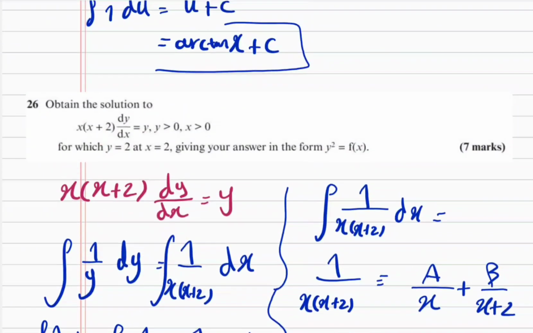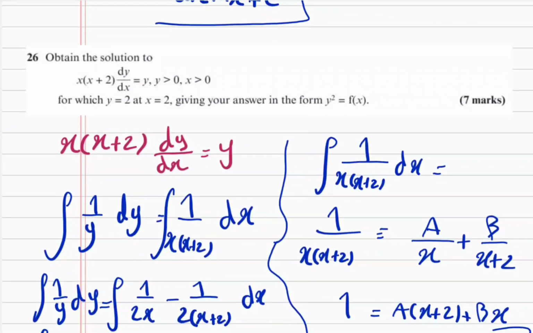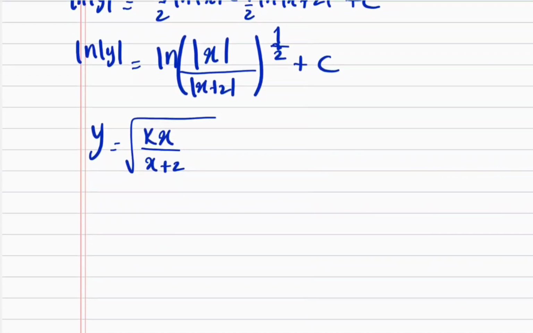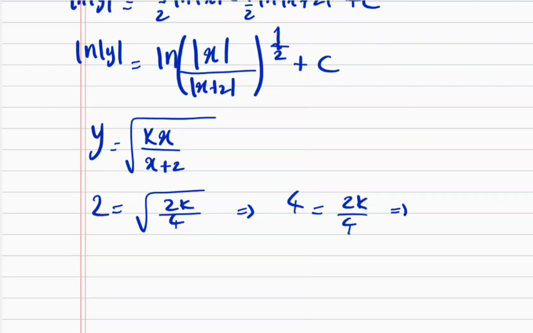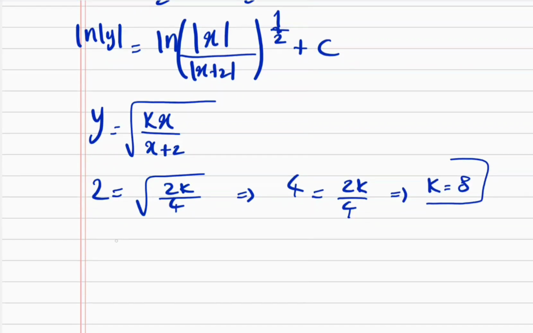Right, so at this point we can just use the boundary conditions. When x is equal to 2, y is also equal to 2, to find the value of k. So 2 is equal to root 2 k over 4. And we can square both sides. 4 is equal to 2k over 4. So k is equal to 8. Therefore, y is equal to root 8x over x plus 2.